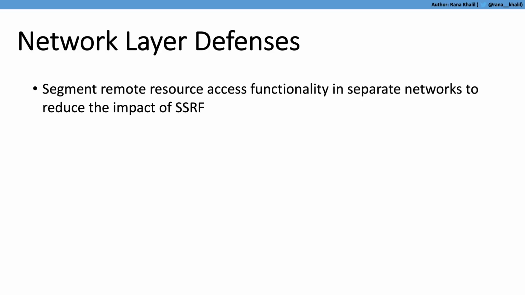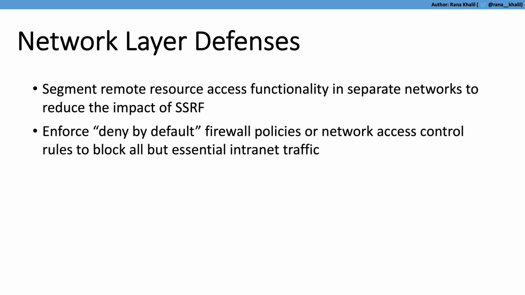So if the server is sitting by itself on its own network and is segmented from the entire network, that means you can't call anything in the entire network. So you could attempt to port scan the network, however, your request will always be denied because the firewall is blocking your connection from accessing any other server on the internal network. So this mitigates SSRF vulnerabilities in the sense that you can't use that SSRF vulnerability in order to cause any detrimental impact. The second one is to enforce deny by default firewall policies or network access control rules to block all but essential intranet traffic.